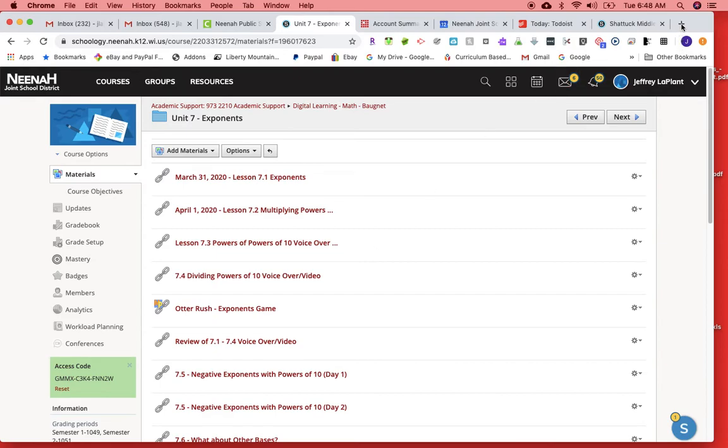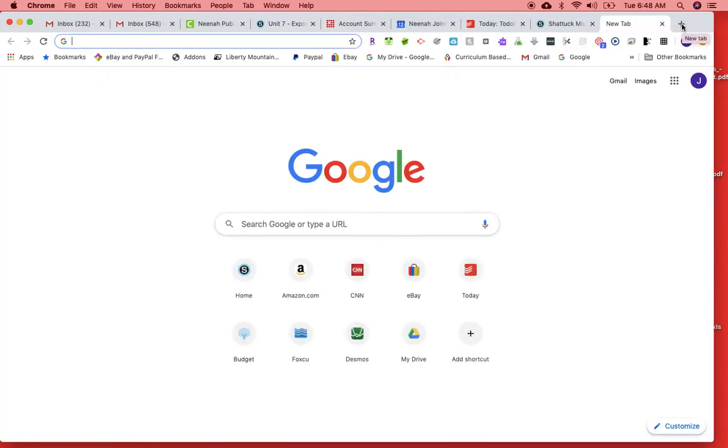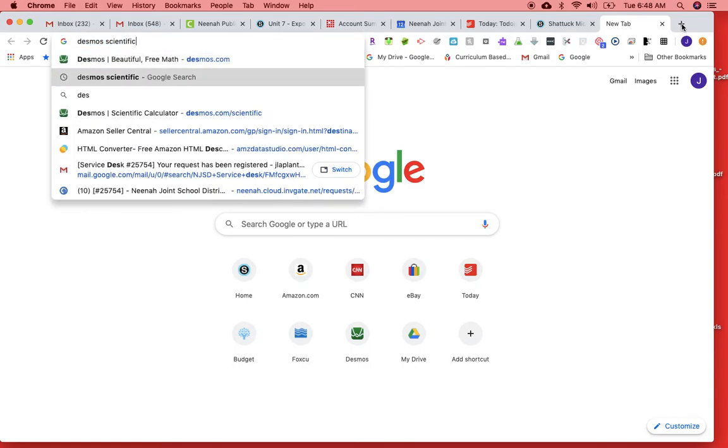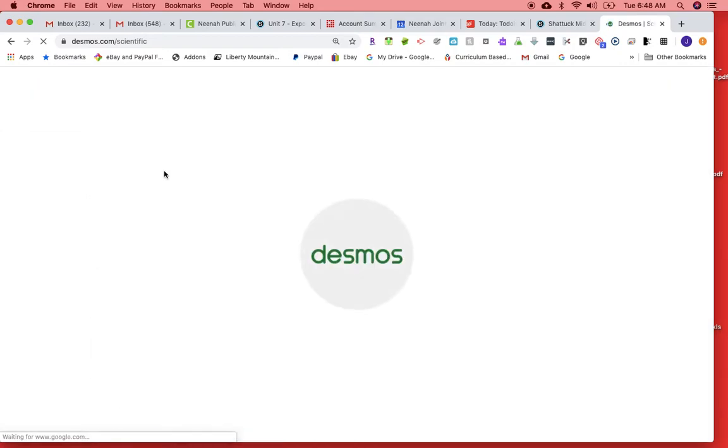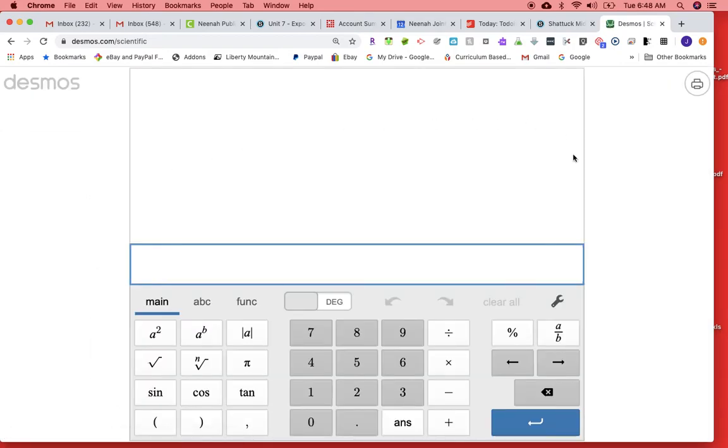One more I'd like you to use: if you don't have a calculator at home, you can use Desmos Scientific. So Google Desmos Scientific. You can click on this. And all the buttons that you possibly need are available on this calculator.